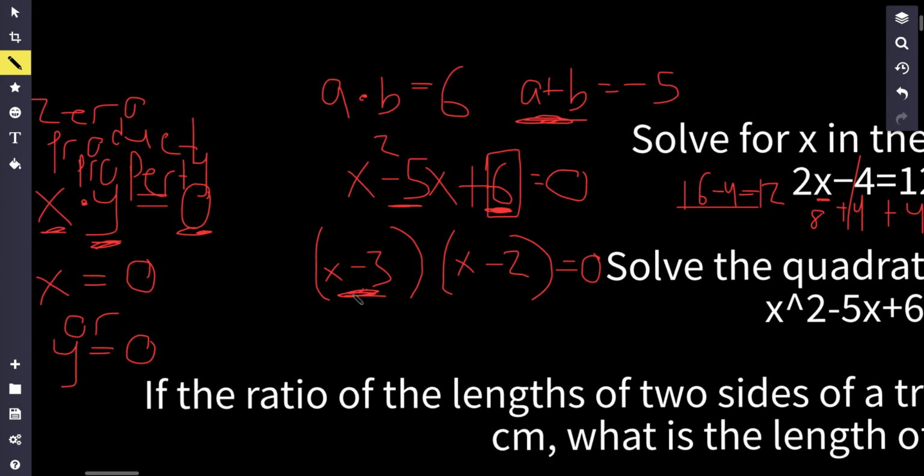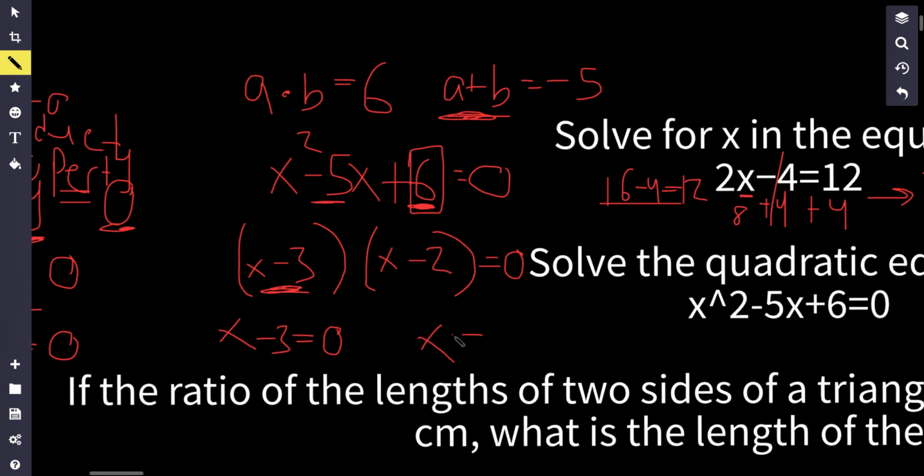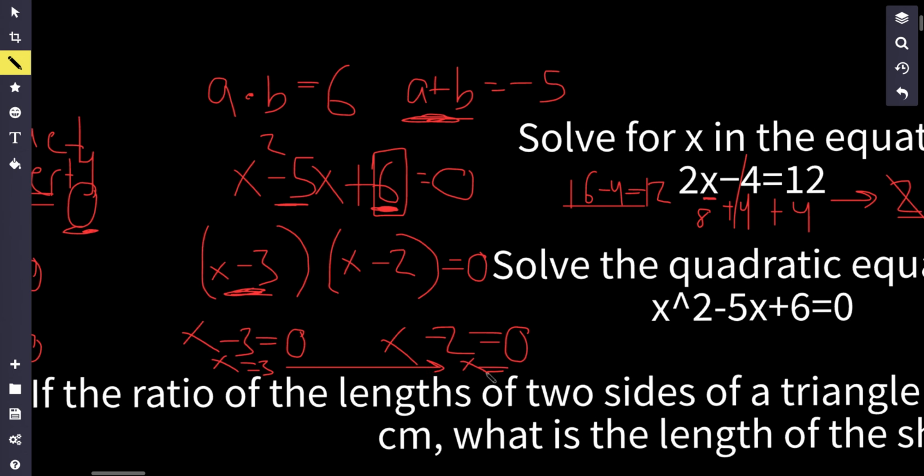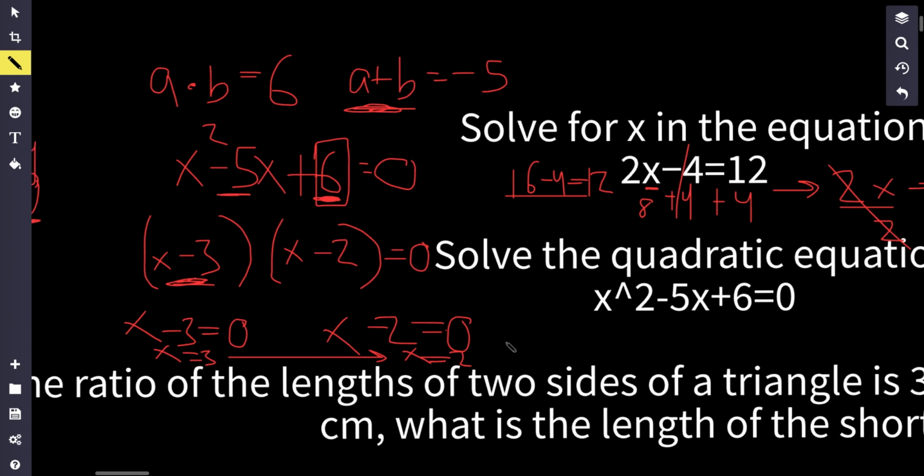So in this case, either x minus 3 is equal to 0, or x minus 2 is equal to 0. So x is equal to 3, right? We add 3 to both sides to isolate the variable. So either x is equal to 3, or x is equal to 2, right? If we add 2 to both sides here.